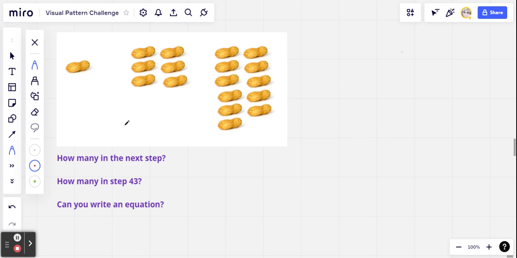Today, we've got peanuts. So here's our visual pattern. Here's step one of the pattern. Here's step two. Here's step three. And your challenge is to predict the number of peanuts in step four. If you can do that, can you predict the number in step 43?